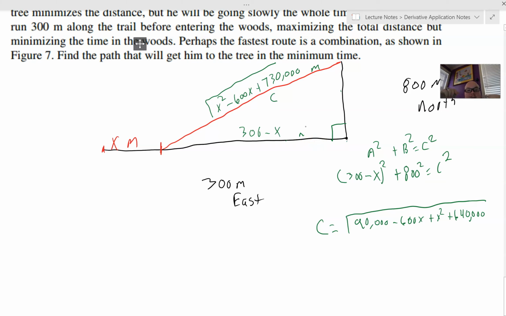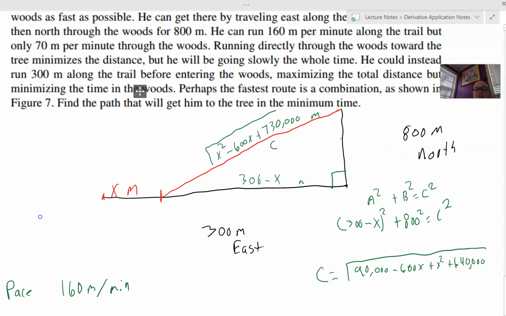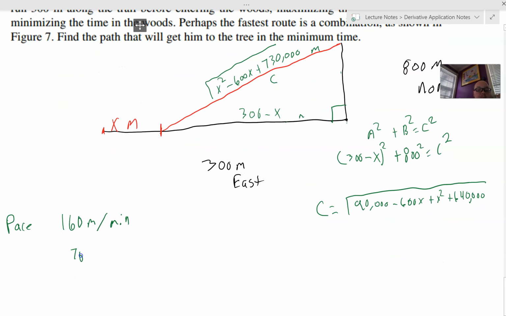So he's going to travel X meters and then square root blah, blah, blah. Now, we're also told the pace. Well, when he's on the trail, it's 160 meters per minute. And then when it's through the woods, it's 70 meters per minute. This is on the trail. This is in the woods.